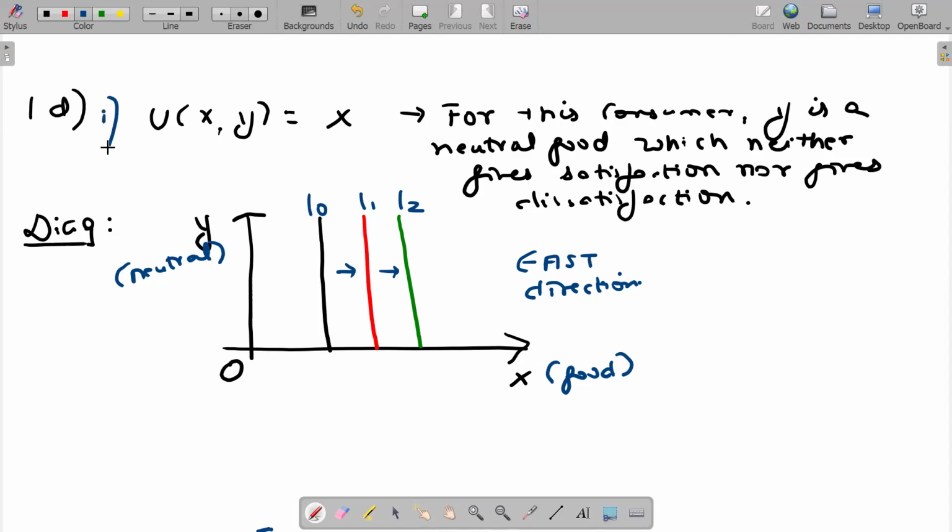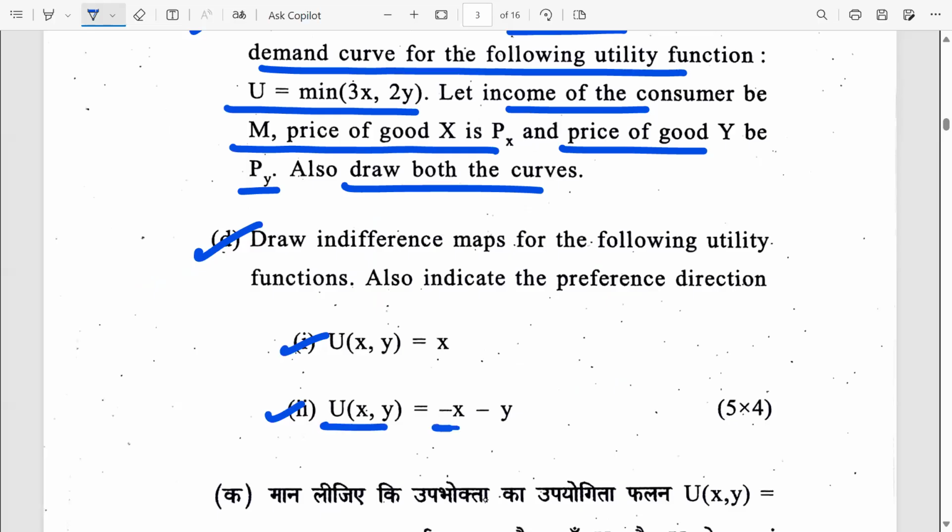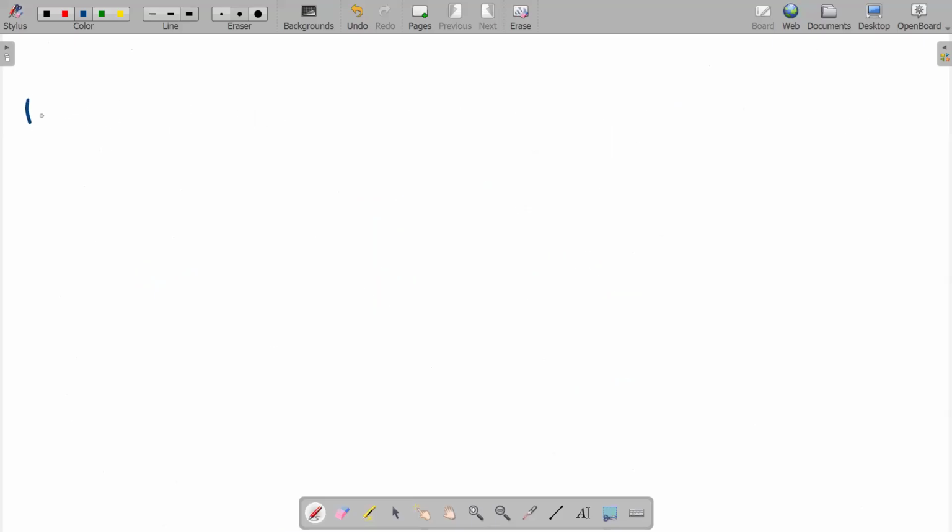This was part 1. Part 2, if I come back to the question paper, u of xy is minus x minus y. It means x and y both are bad because they are both giving you dissatisfaction. As you increase x and as you increase y, the utility is falling as given by the minus signs. So if I come back to the whiteboard, for question 1, part D, part 2, we are given that the utility function is minus x minus y, which I can write as minus of x plus y.